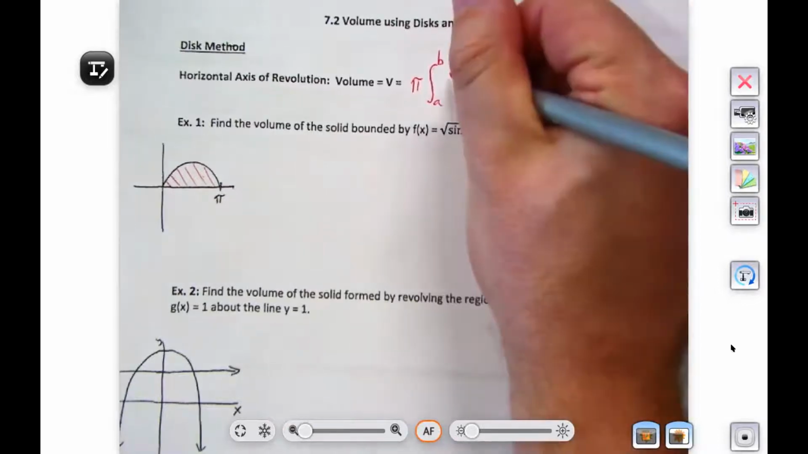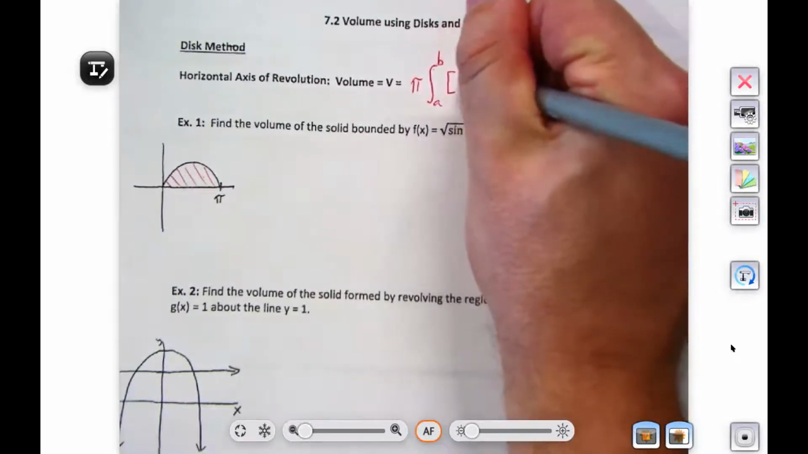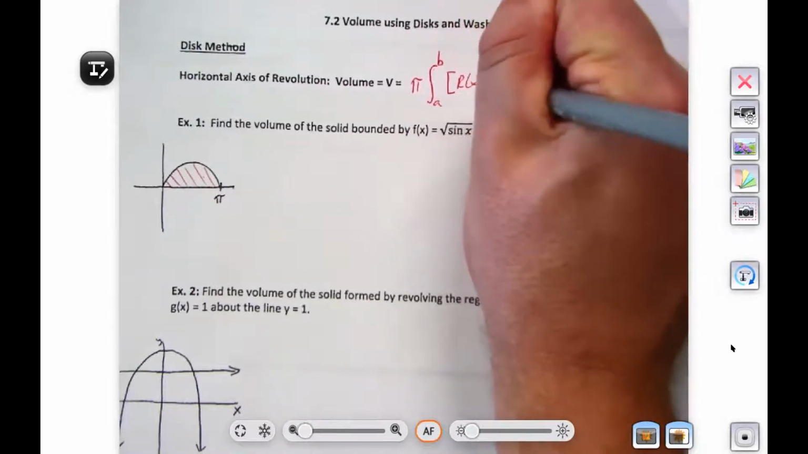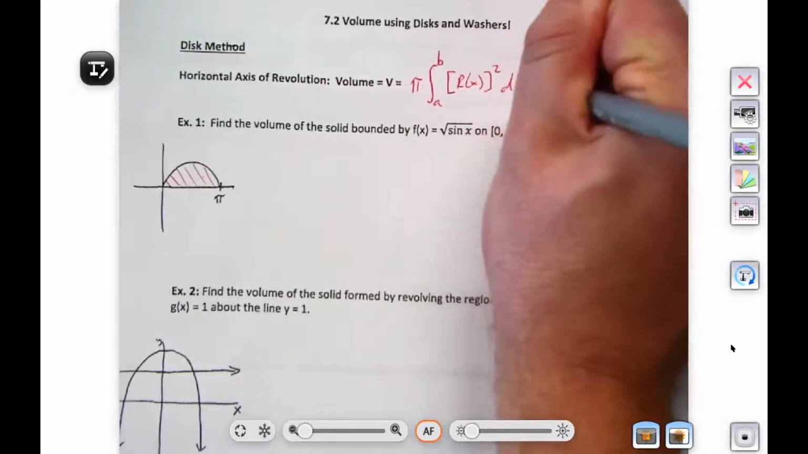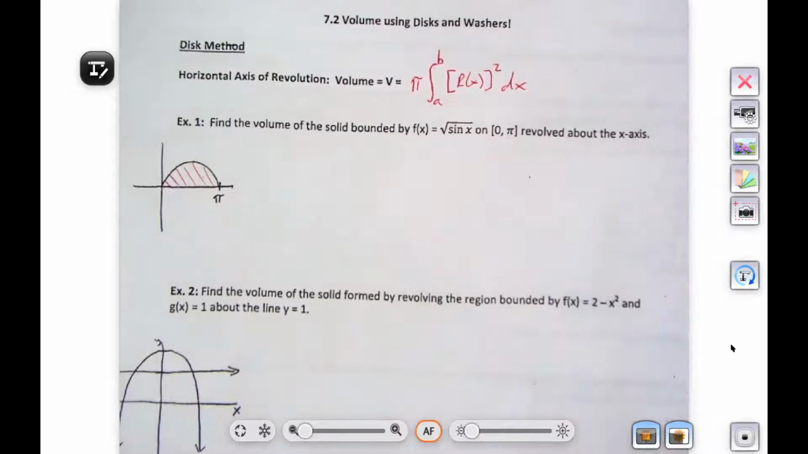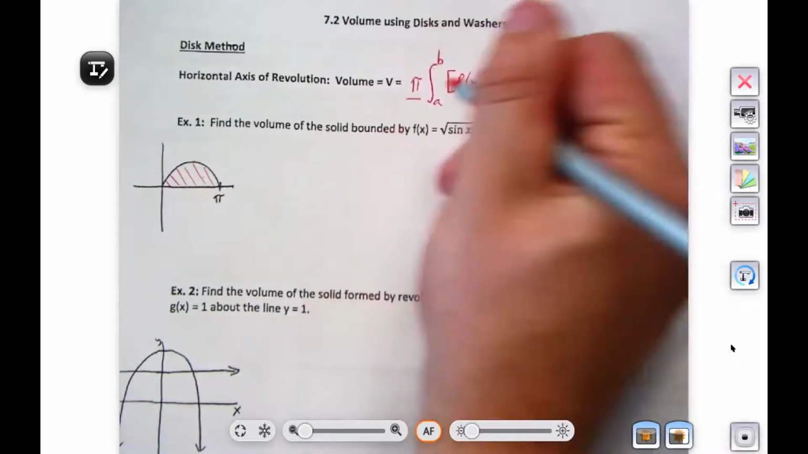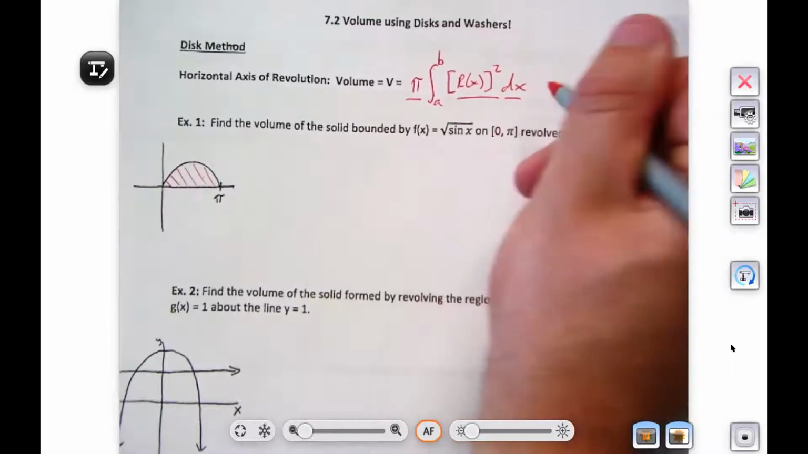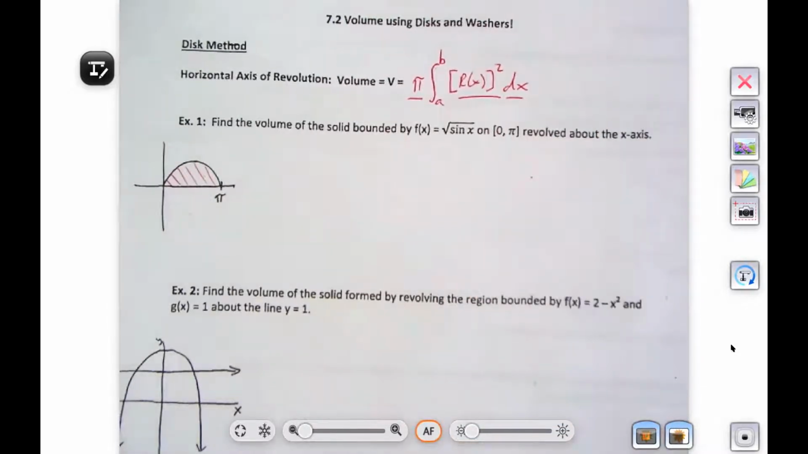You're going to have a radius squared. Now, when I say the only formula you guys have to know is pi r squared h, that's what this is. This is pi radius squared, and then your height is just dx. It's that infinitely small distance between the two circular bases.